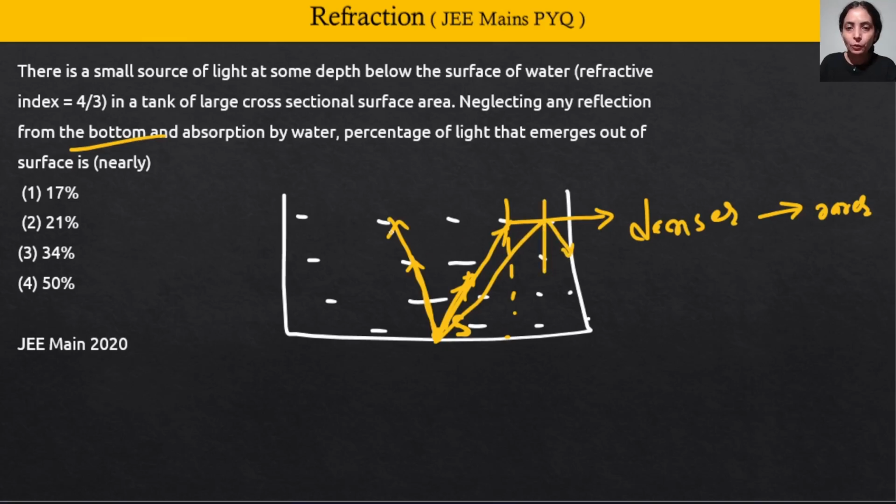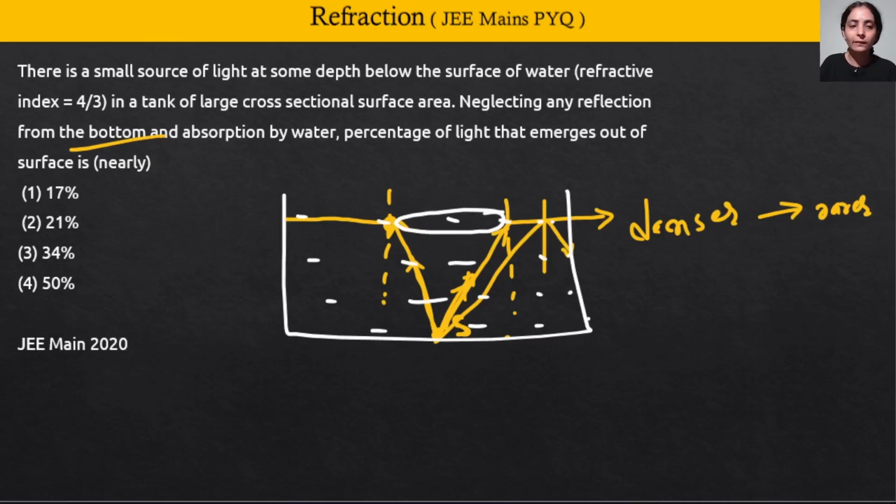Got it. So until the point you reach the critical angle, up to that point only, light will be able to come out. Otherwise, if the incident angle is greater than the critical angle, light will simply reflect back into the water. Got it. So your light will come out only from a certain region, and that region is this much. Got it. Now what is the percentage of light coming out?